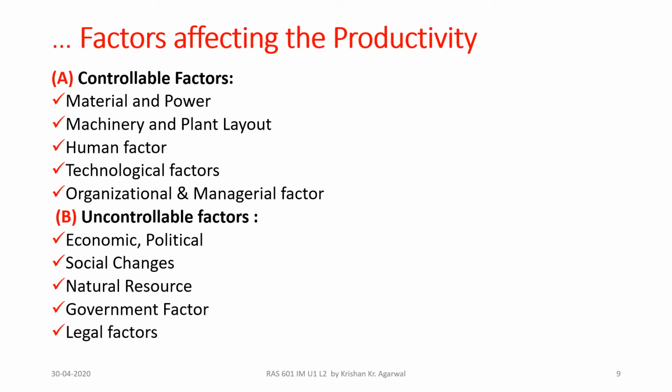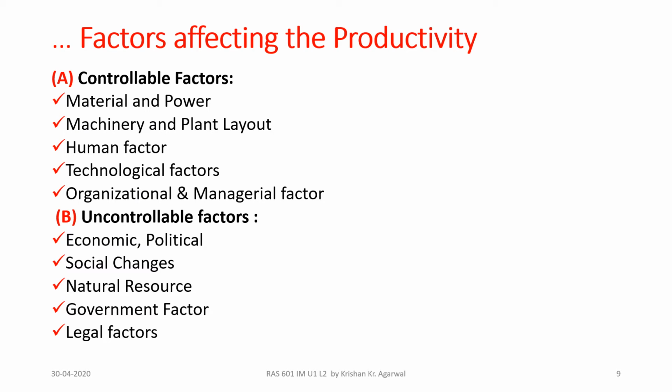Here, all these controllable as well as uncontrollable factors are mentioned in the form of points. You can see the controllable factors are material as well as power. The availability of power is a factor which the manufacturer or service provider can control. Machinery as well as plant layout is another factor. If the plant layout is proper, then only the manufacturer can ensure that the productivity of the product will be higher.